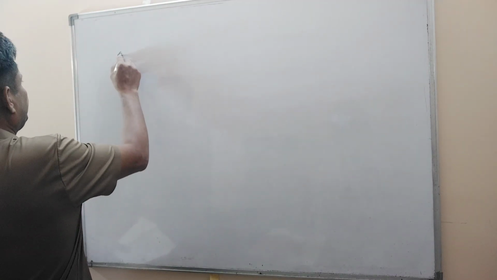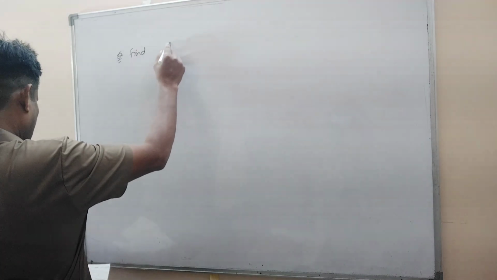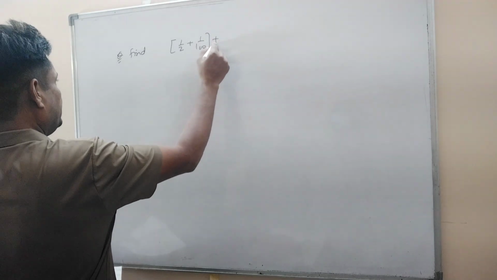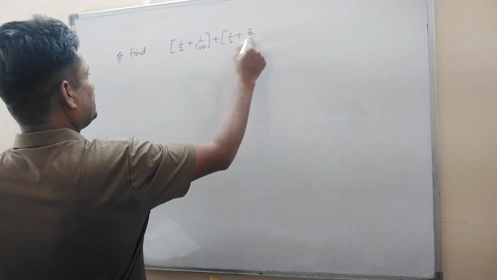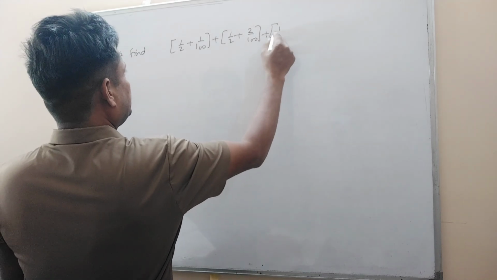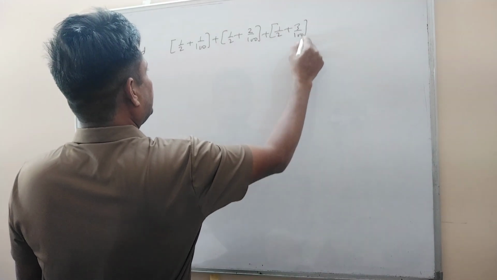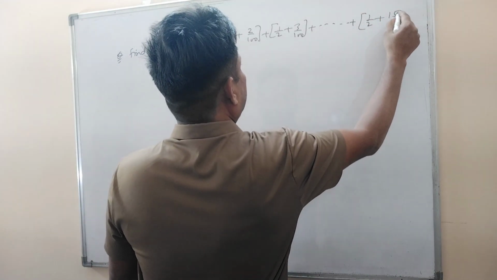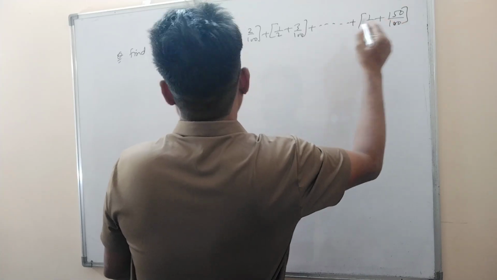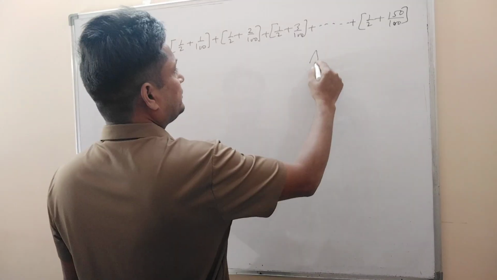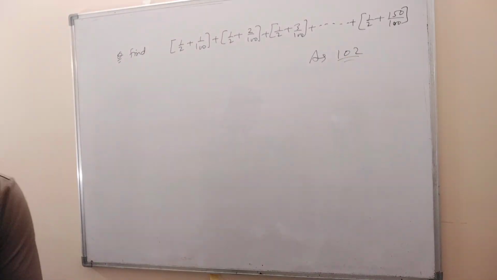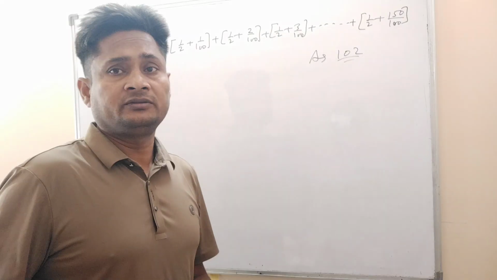Now same, find greatest integer of 1 by 2 plus 1 by 100 plus greatest integer of 1 by 2 plus 2 by 100 plus greatest integer of 1 by 2 plus 3 by 100 plus dot up to greatest integer of 1 by 2 plus 150 by 100. Find this value. Answer of this one is 102. Same property you can use here.